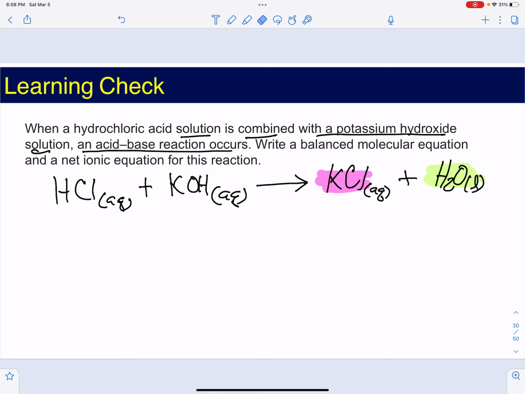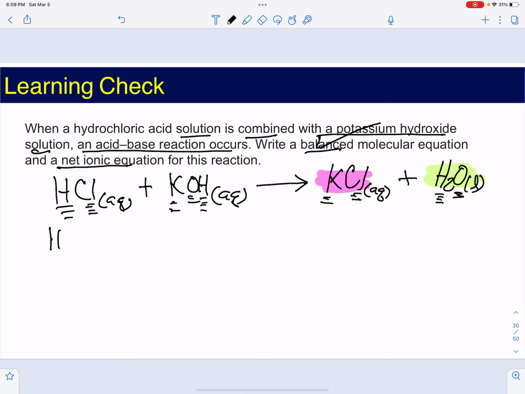Write a balanced equation, so let's make sure this is balanced. Two hydrogens, two hydrogens. One chloride, one chloride. One potassium, one potassium, one oxygen, one oxygen. So it's balanced. And it said that we also need the net ionic equation. So if we want the net ionic equation, we're going to have to go back and break it again.